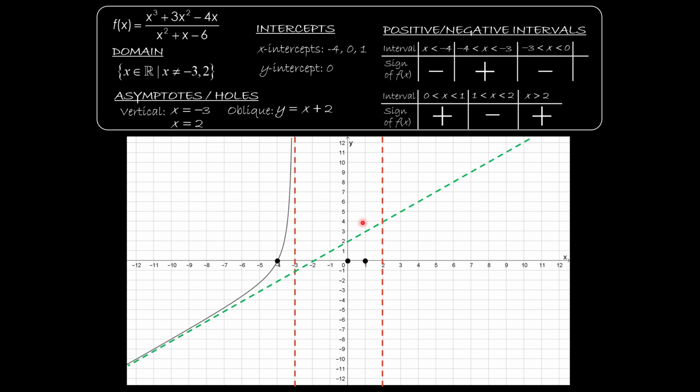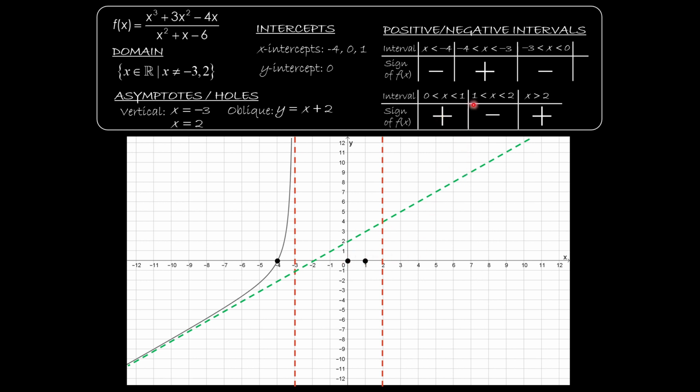Keep in mind our linear oblique asymptote doesn't really apply in this area. It only deals with the end behavior of our graph as x approaches infinity or negative infinity. We can kind of ignore the fact that we have a linear oblique asymptote in this area here. It's only for the end behavior. So we're going to go positive from 0 to 1 because that's what we're supposed to do.